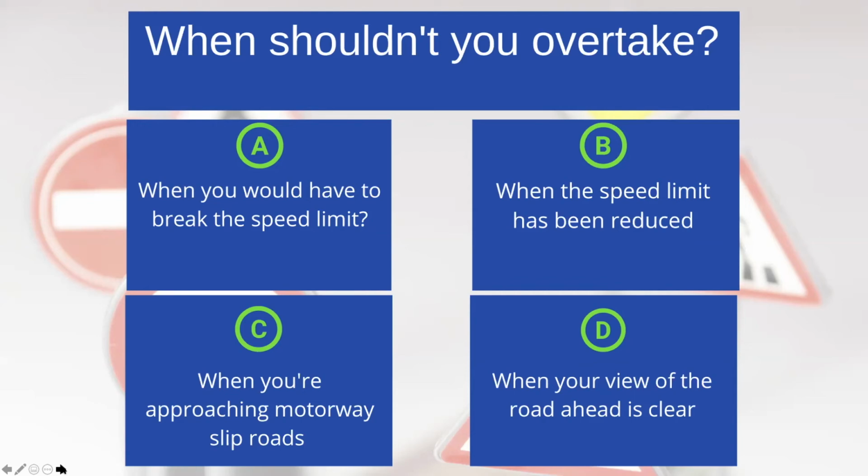So let's get back to the question, when shouldn't you overtake? Would that be A, when you would have to break the speed limit? B, when the speed limit has been reduced? C, when you're approaching motorway slip roads? Or D, when your view of the road ahead is clear? So the answer here is going to be A, you should not break the speed limit in order to overtake.